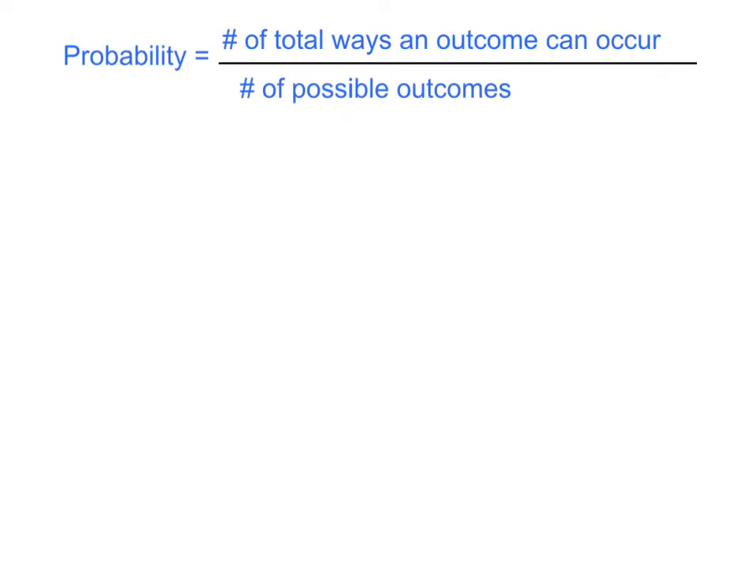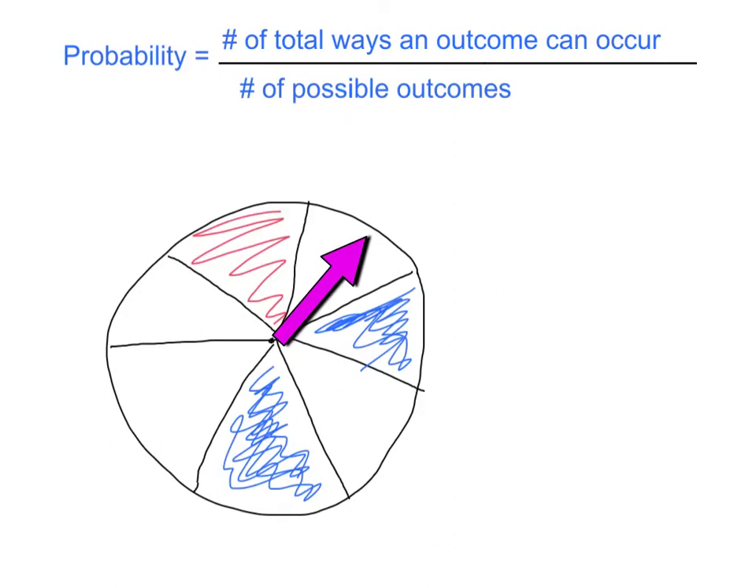Probability is thought of as the number of total ways an outcome can occur divided by the number of possible outcomes. For example, take a look at this circular spinning board. Notice that we have 7 different places that purple arrow can fall on. For the sake of this, let's just assume that each piece is the same exact size.